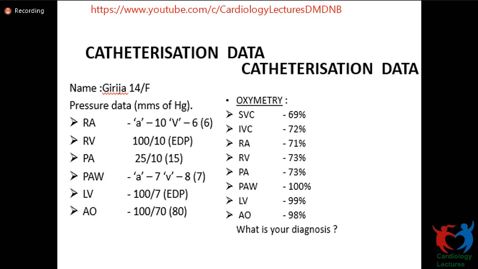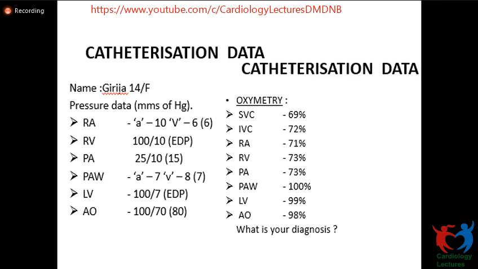14-year female, sir. RA pressure is A 10, V 6. Mean is 6, normal, sir. But A is slightly elevated than V, sir. Okay, very good. You need not compare A with V always. A is elevated because the normal upper limit of A is 8. Here it is 10, so there is some elevation of the A wave. Right.